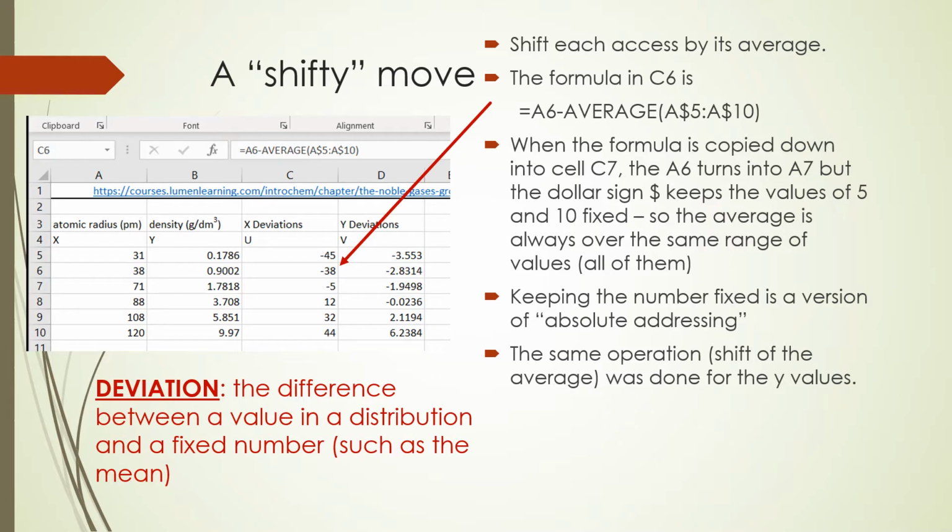The dollar signs in this formula are an example of what's known as absolute addressing. So when a formula is copied down, say from cell C6 to C7, then in the formula the cell A6 will turn into A7, but the dollar sign will prevent this from happening. So the data point will change from A6 to A7, but the range of data A5 to A10 will not change. Again, this is known as absolute addressing. And we perform the same on the atomic radii as on the densities.